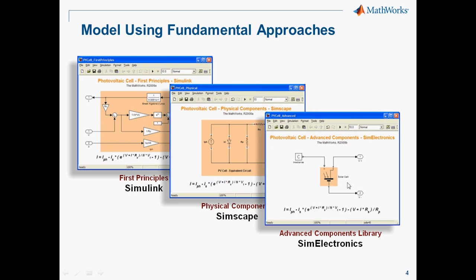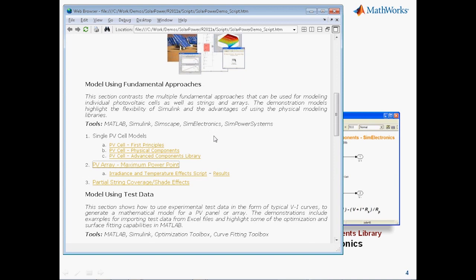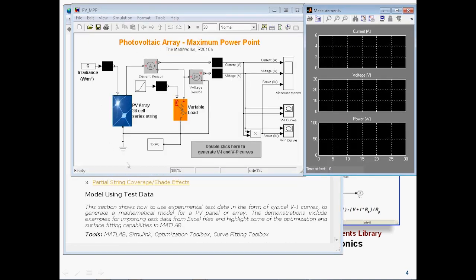So let me go to another example. I'm going to open my script here. Let me open a model. Here, what you're seeing is another Simulink model where I have a photovoltaic array connected to a variable resistor. The reason I'm doing this is because I want to exercise the array through a variety of values of resistance. If you notice, the resistance is going to be changing linearly. It's going to be going from 0 to 30, if I'm not mistaken.